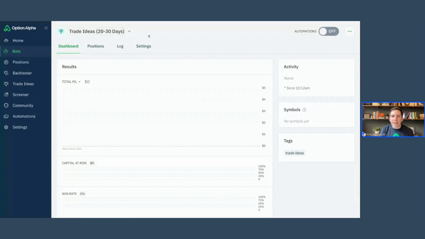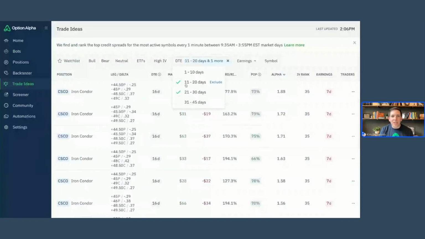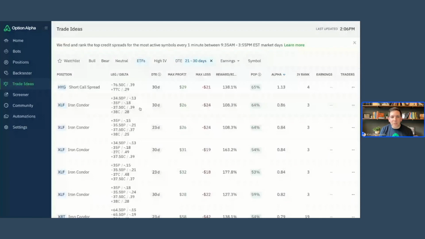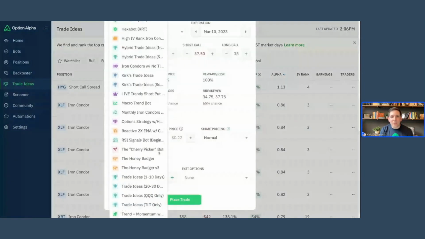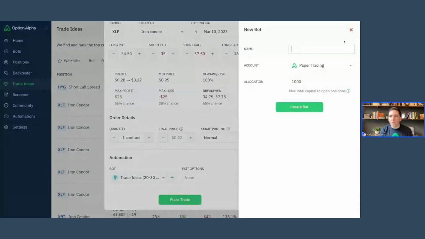So if you go to Trade Ideas and you filter these for 20 to 30 days, right? Something like this, and you say ETFs, and then you find a trade, guess where this one goes? This one goes in Trade Ideas 20 to 30 days. And you could spin up a bot to do this really quick. You could say Trade Ideas 20 to 30 days, boom, boom, boom, right? And you can compartmentalize it that way if you want to.